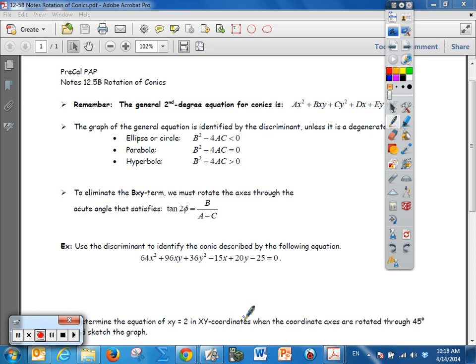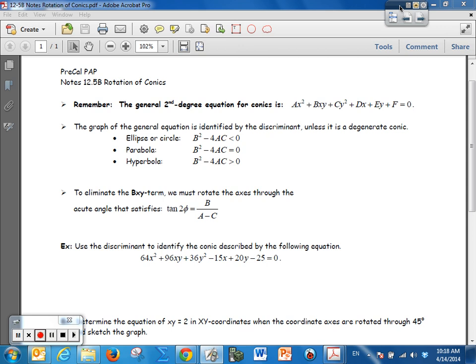Okay guys, let's take a look at today's lesson. It's 12.5b, rotation of conics. This is day 2. So we have one lesson under our belt for rotation of conics. We're going to take it a little bit farther today.